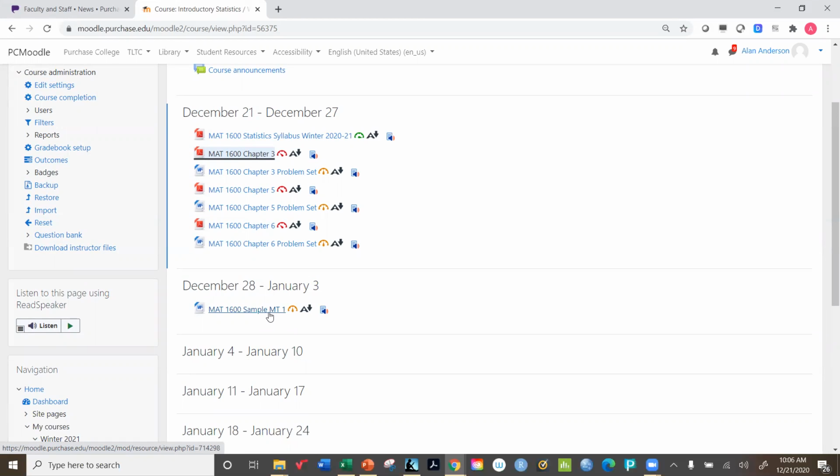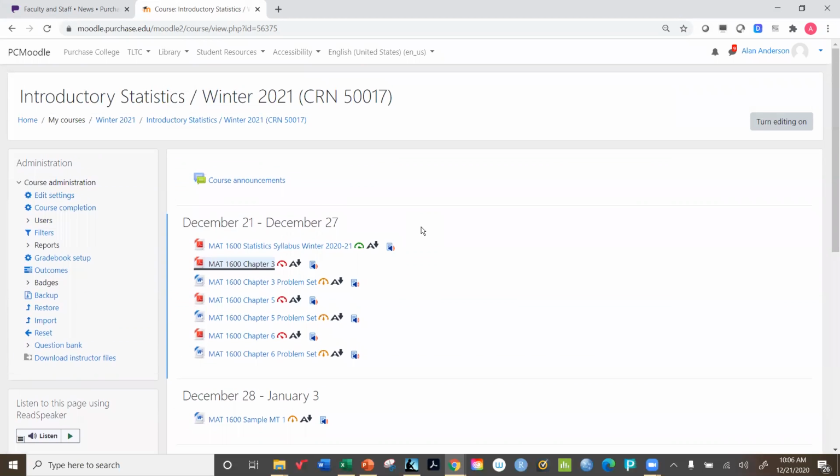So this way, by the time we get to that point, you will have had practice with the chapter 3 problem set, the chapter 5 problem set, and the sample midterm. So there'll be no surprises. Okay. You'll have everything you need to know to get through the exams. So that's our Moodle. As we go along, I'll continue to add more material here.